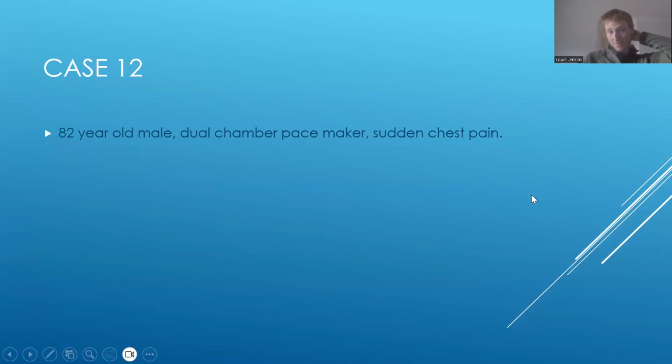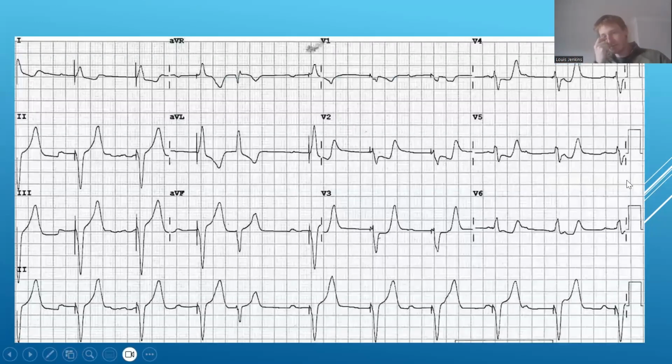So case 12, we have an 82-year-old male. He's got a dual chamber pacemaker and he's got sudden chest pain. All right. So now that we've been through that previous chat about the modified Sgarbossa and the Barcelona algorithm and so on, I'll give you a second to pause this presentation and have a look at this ECG. I'd really encourage you to try and find out what's potentially going on here, keeping those rules in mind.